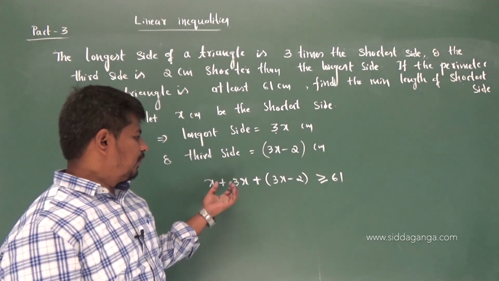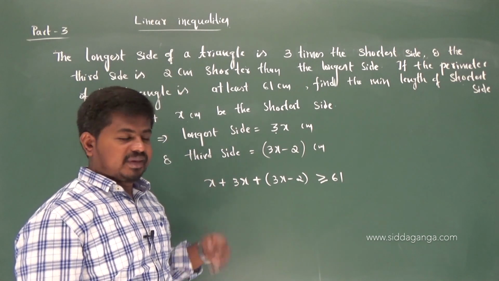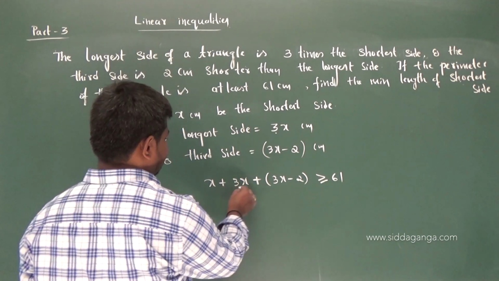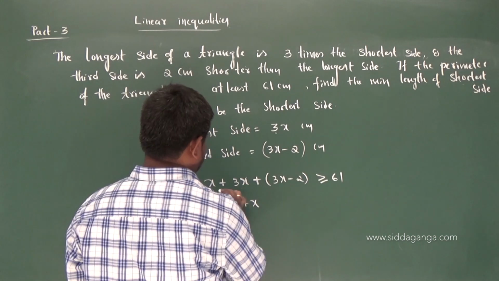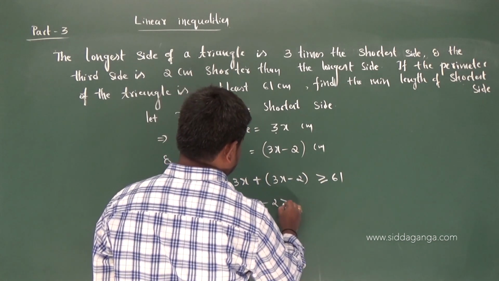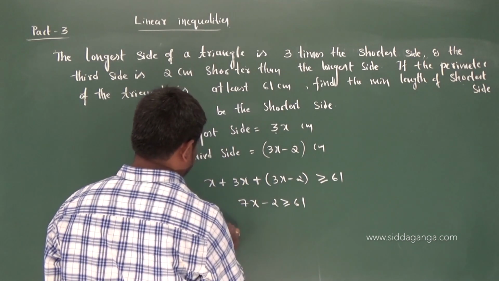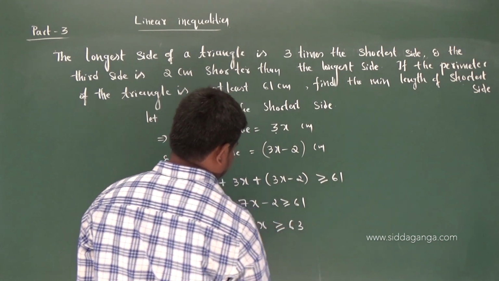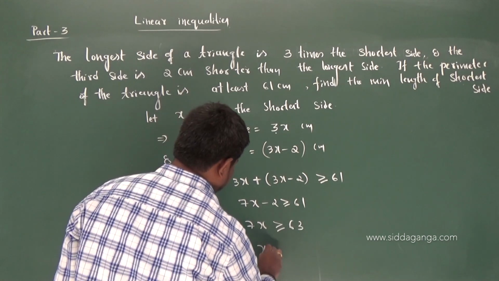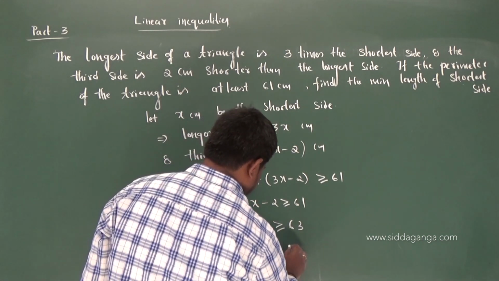For this, what should be the minimum length of x? That's the question. x plus 3x plus 3x, 7x minus 2 is less than or equal to 61. This gives 7x; adding 2 on both sides gives 63. So dividing by 7, we get x is greater than or equal to 9.